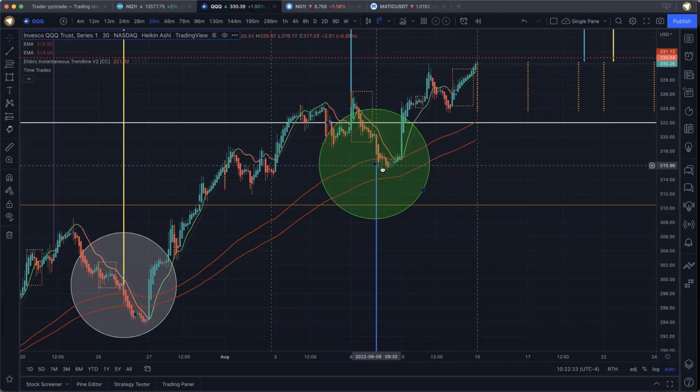and basically on this weak pullback, you can load up down here, and that was confirmed with this strong close above the 322 magic level, and we finished the week up here at 330. I think we've got more to run.